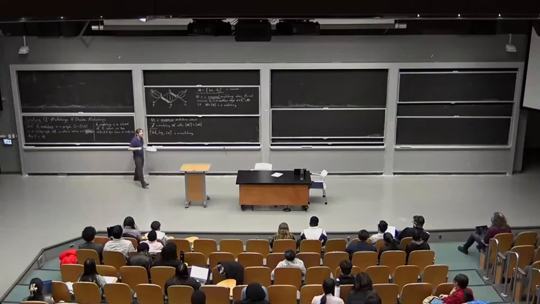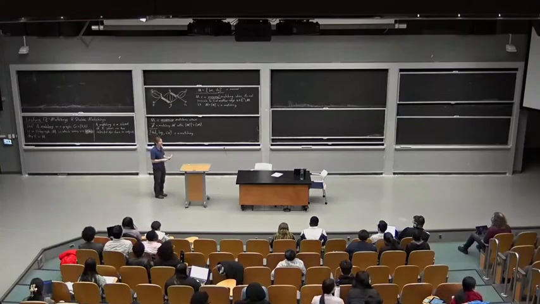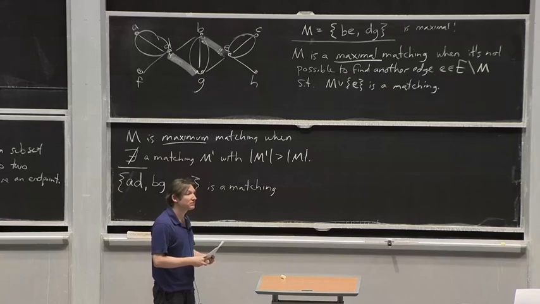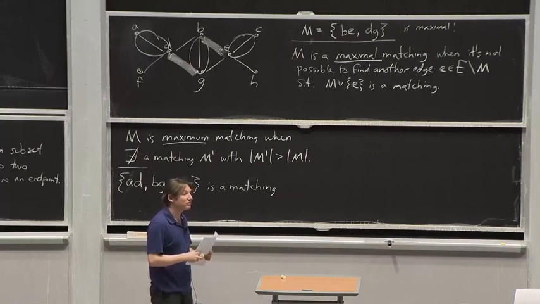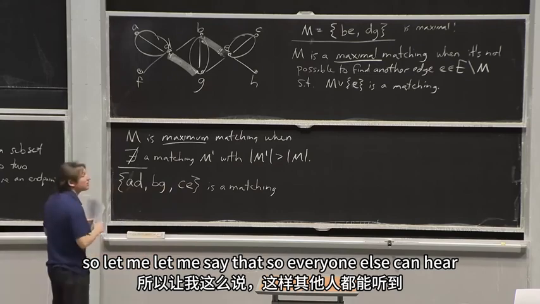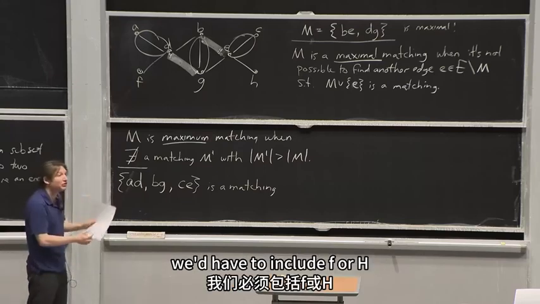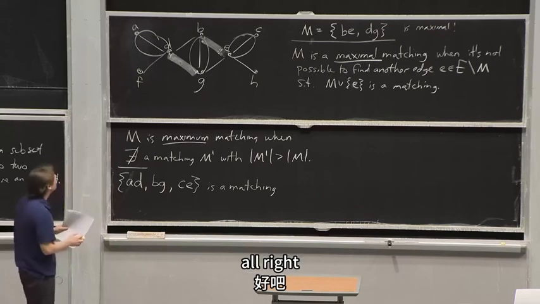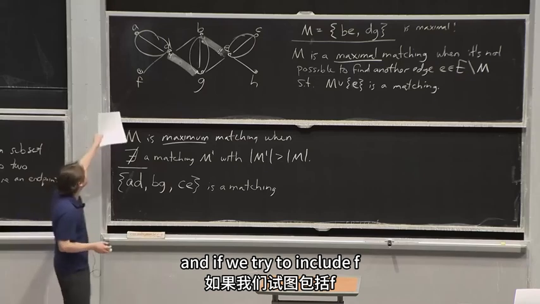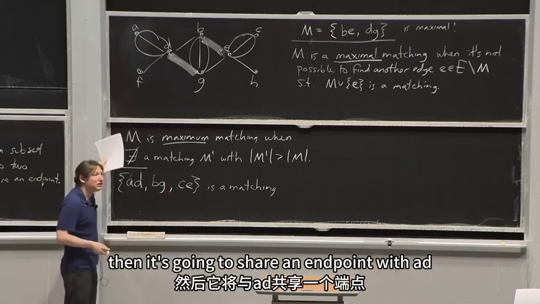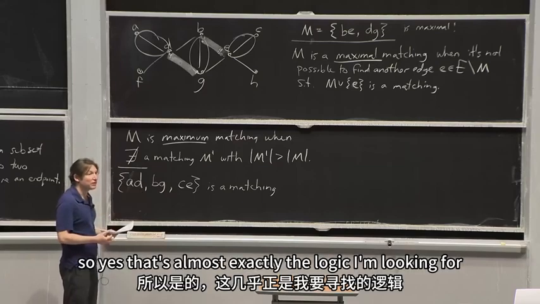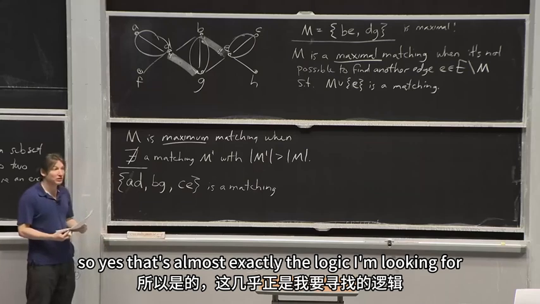Okay, so is this a maximum matching, or can we do better? Well, oh, yes? For it to be better, we have to add edges, vertices either F or H. And since they both share D with A and C, it makes sense that we can't do that because the degree of D would be bigger than 1. All right. So let me say that so everyone else can hear. So if we had a bigger matching, we'd have to include F or H. Is that what you said? And if we try to include F, then it's going to share an endpoint with AD, which is not great. So yes, that's almost exactly the logic I'm looking for.